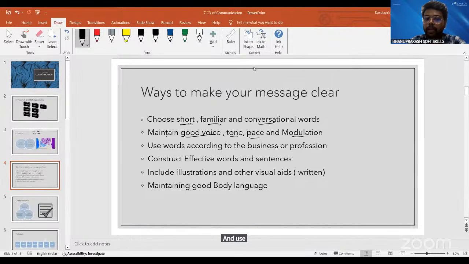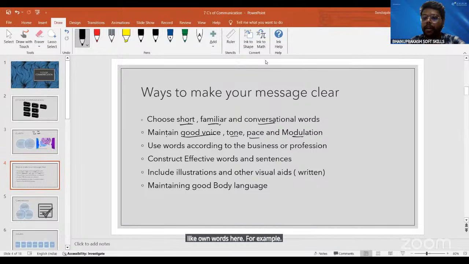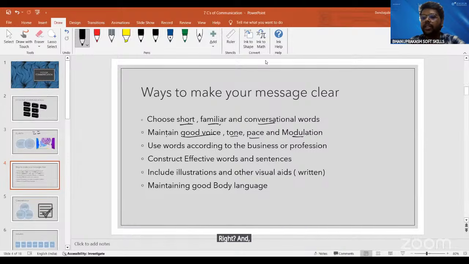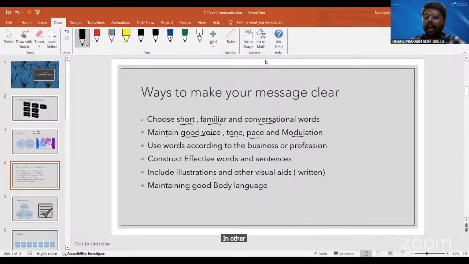And use words according to the business or profession. As I already mentioned, every category has its own words. For example, if we take the word investigation. Investigation is a word that we use in the police departments. But the same investigation, having the same meaning, we call questioning in normal conversation, right? And interrogation, investigation, these things are related to something else. And in law, it is different. In other professions, it is different, but having the same meaning. According to the profession, the word will change.